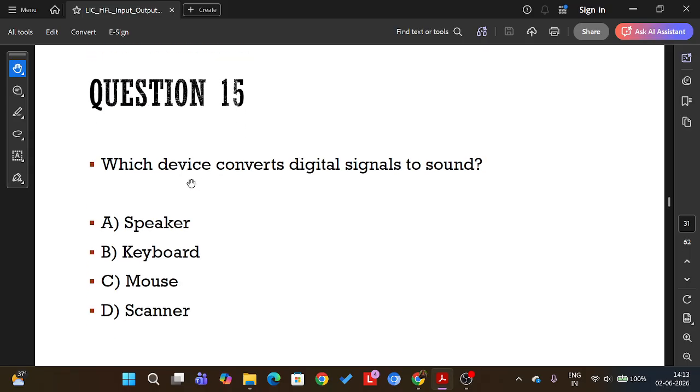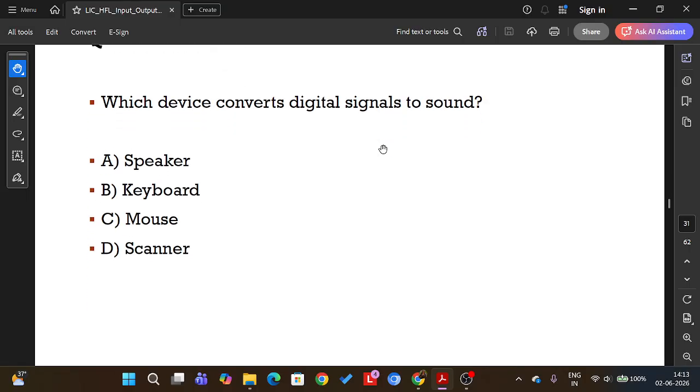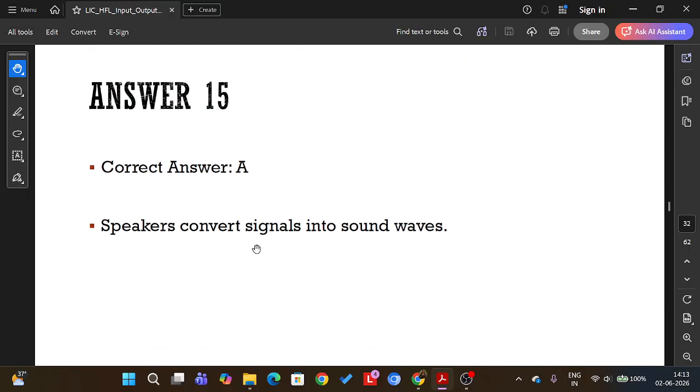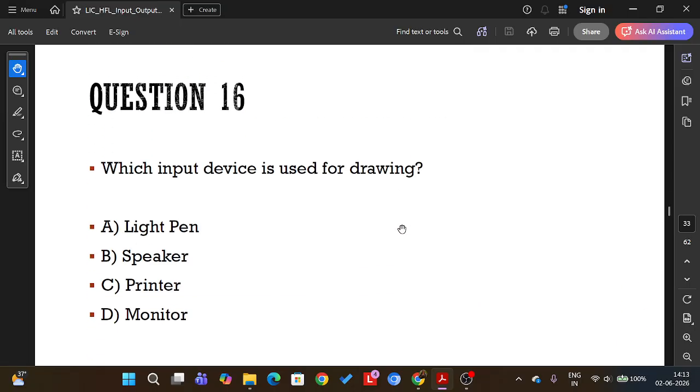Question 15. Which device converts digital signals to sound? Speaker, keyboard, mouse, scanner. Converting a digital signal to sound is done by speaker. They convert signals into sound waves.